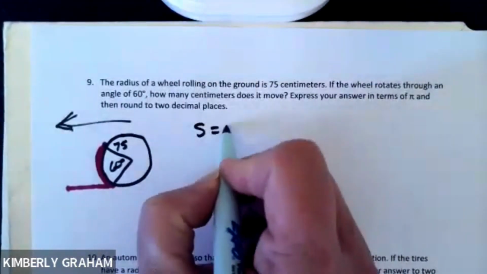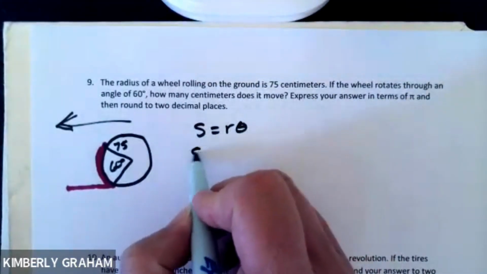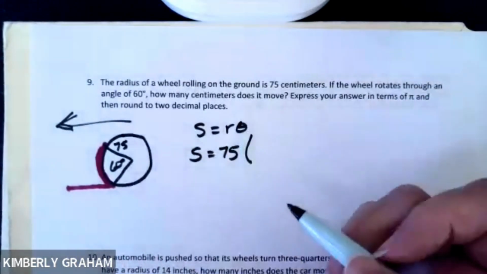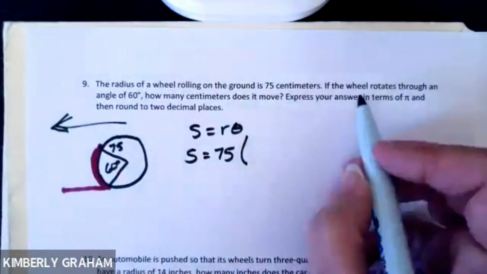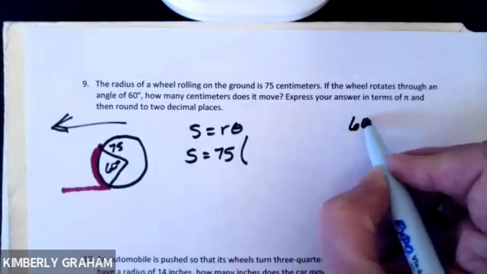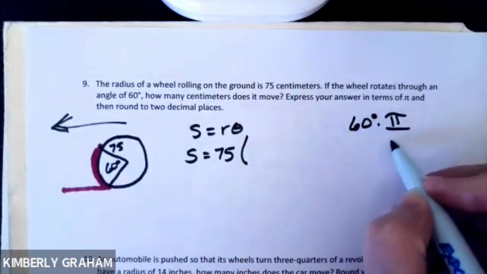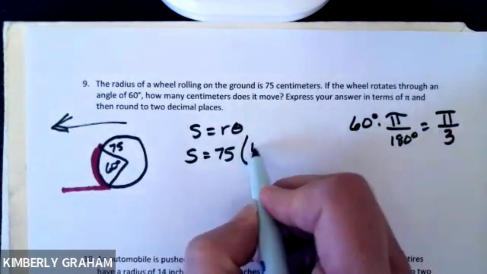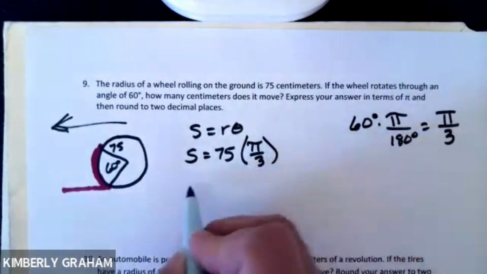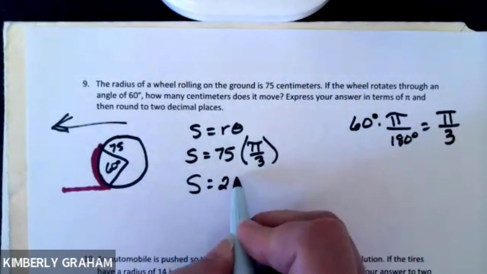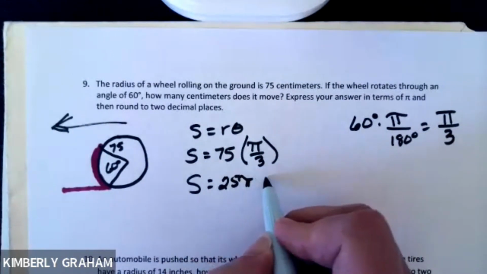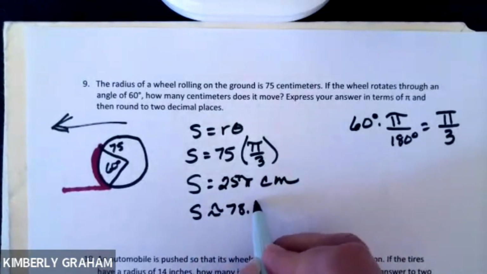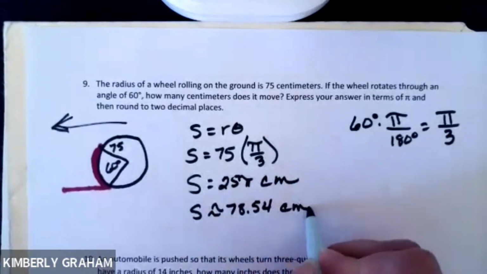So S is equal to R theta. So S is equal to 75 times that angle measure, 60 degrees. But 60 degrees needs to be changed into radians. So multiply that by pi over 180. I get pi over 3. So that arc length is 25 pi centimeters, and that is approximately 78.54 centimeters.